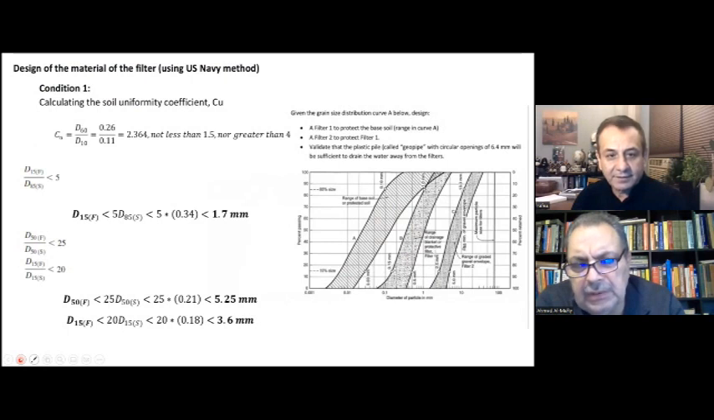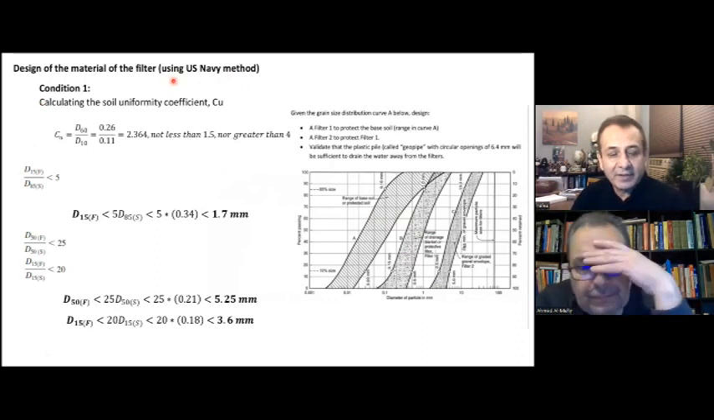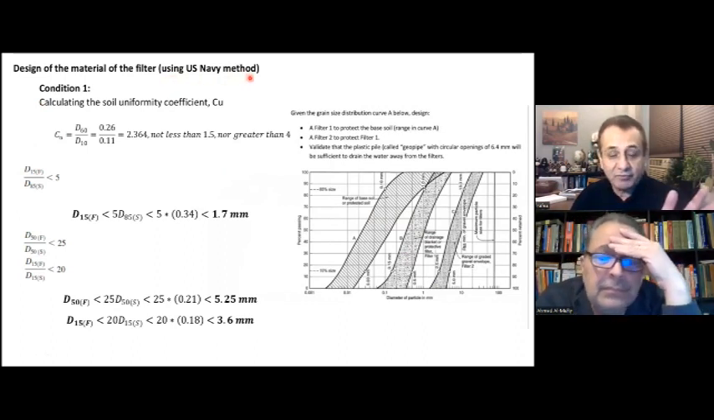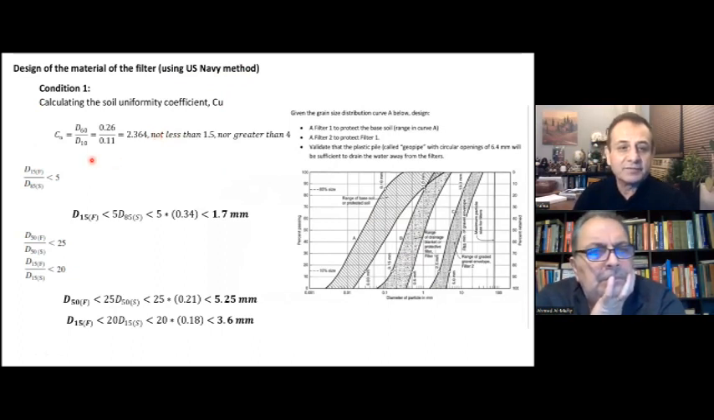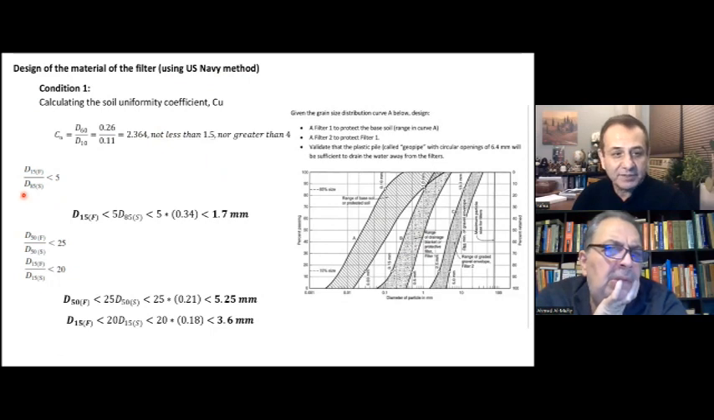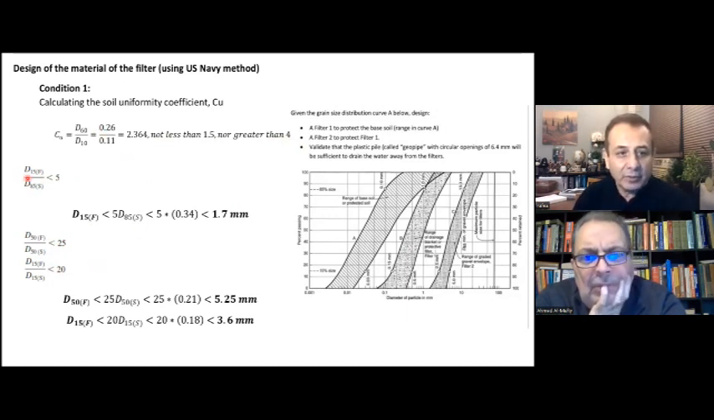All right. The second one is the filter material. Here are the filter materials. So I decided to use the US Navy method because it involves so many conditions. First I have to check CU, because if you remember, we need CU in the equations. So we are lucky, because the CU is not less than 1.5, so this limit should not be increased to 6, and not greater than 4, so this limit does not need to increase to 40. In this case, we apply this equation.